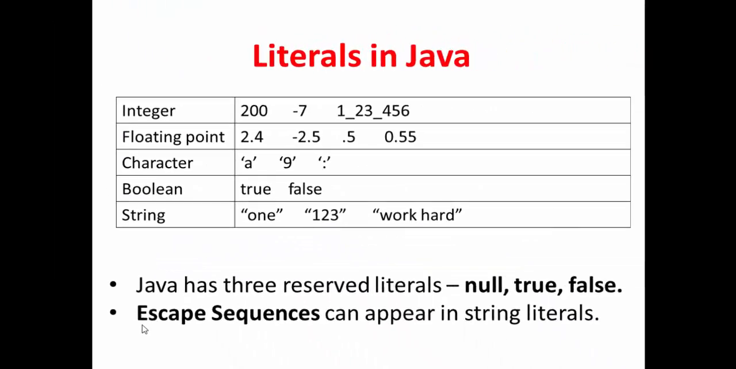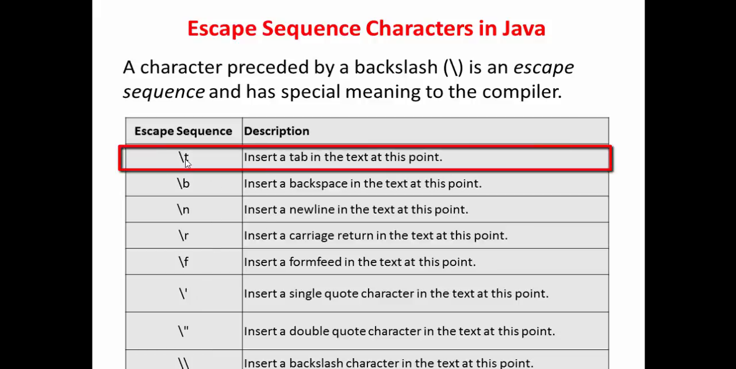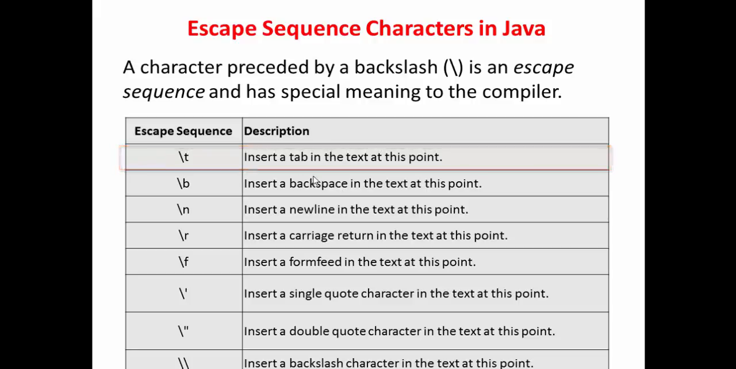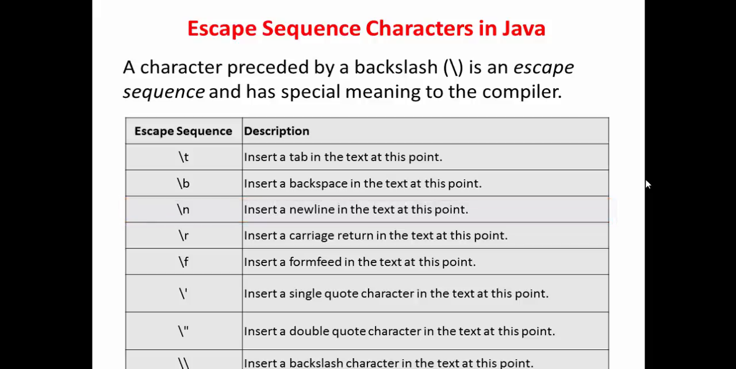In string literals in Java, we can use escape sequences. Escape sequence characters in Java are characters which are preceded by a backslash, and these characters have a special meaning to the compiler. So this table here shows you the different escape sequences and their description. So if you use \t, then a tab is inserted between the text, and if you insert \n, it inserts a new line. So let's see these escape sequence characters in action.